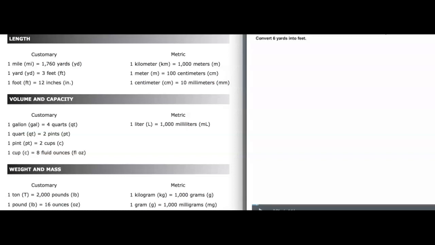This will be the third and final video for today. We're going to continue to talk about metric and customary measurement conversions. We're going to mix them together, and besides just talking about length, we're going to talk about volume, capacity, weight, and mass as well.